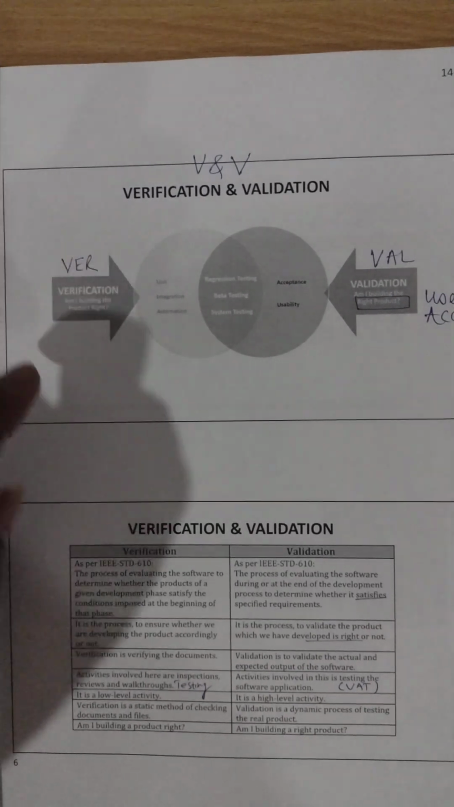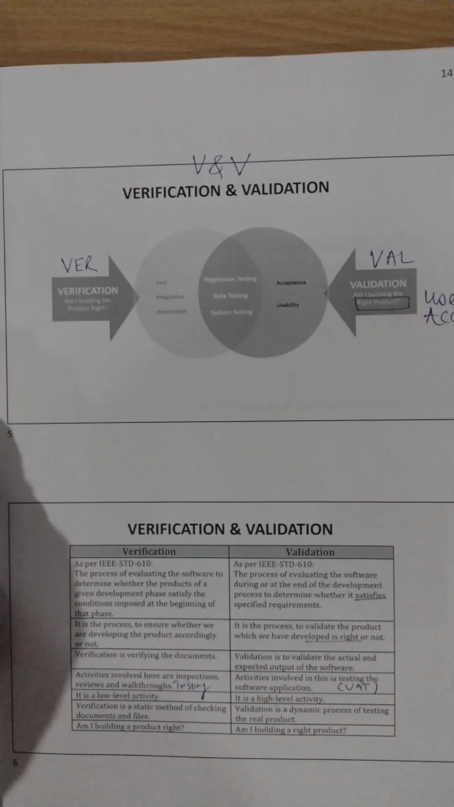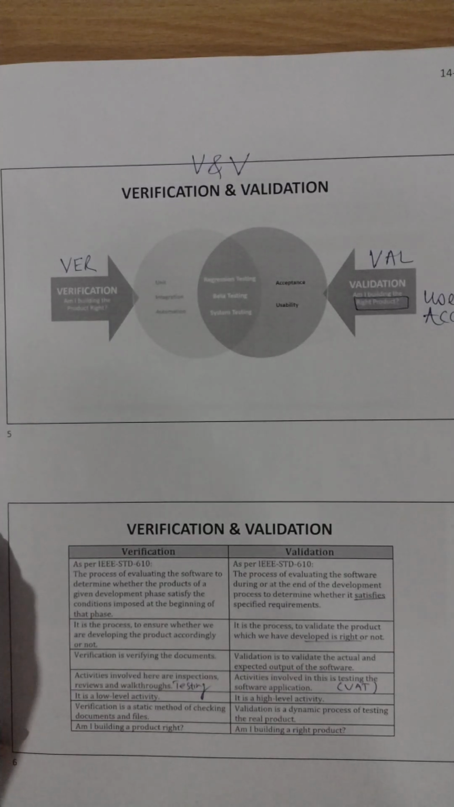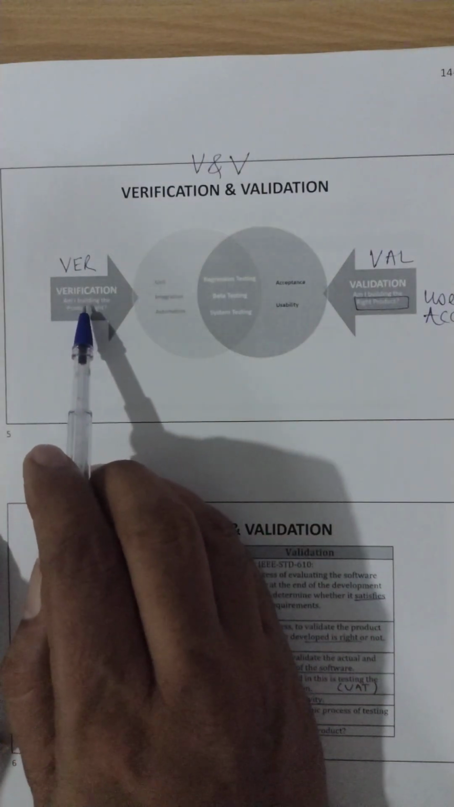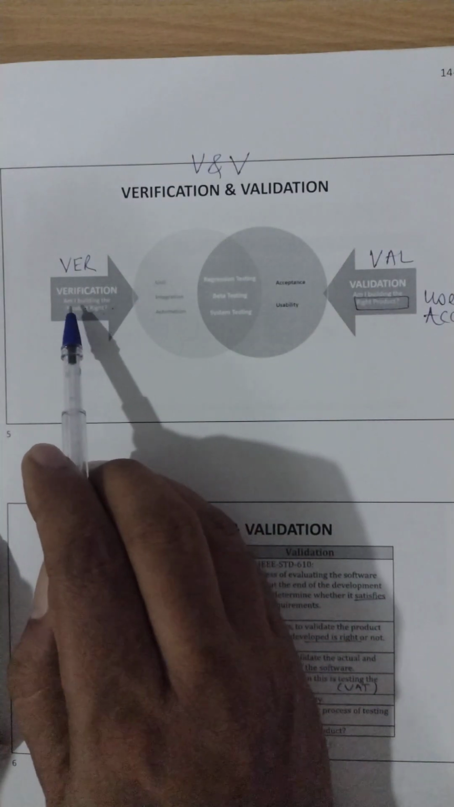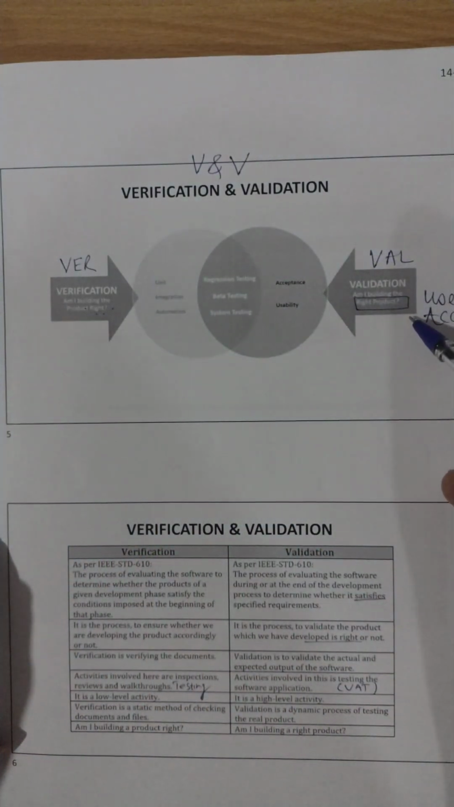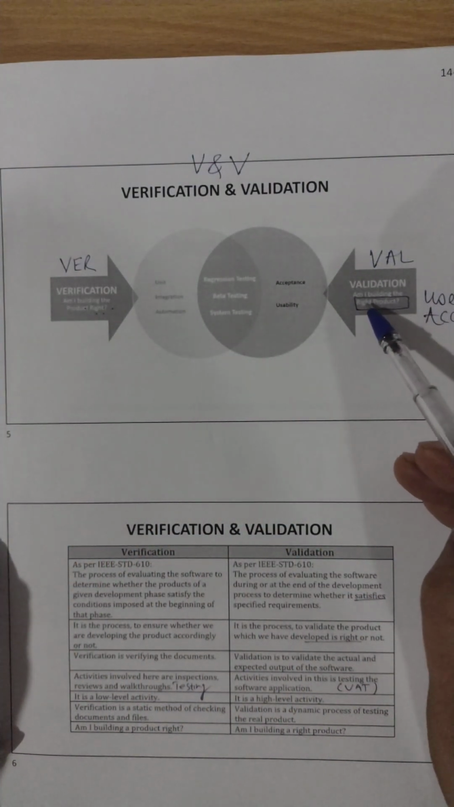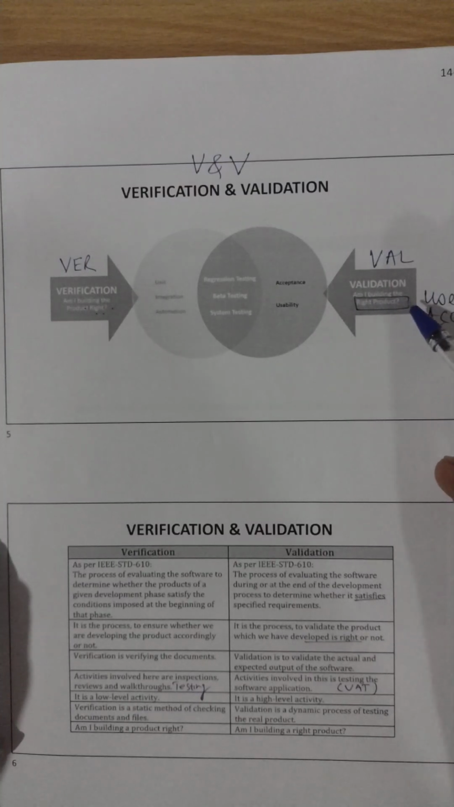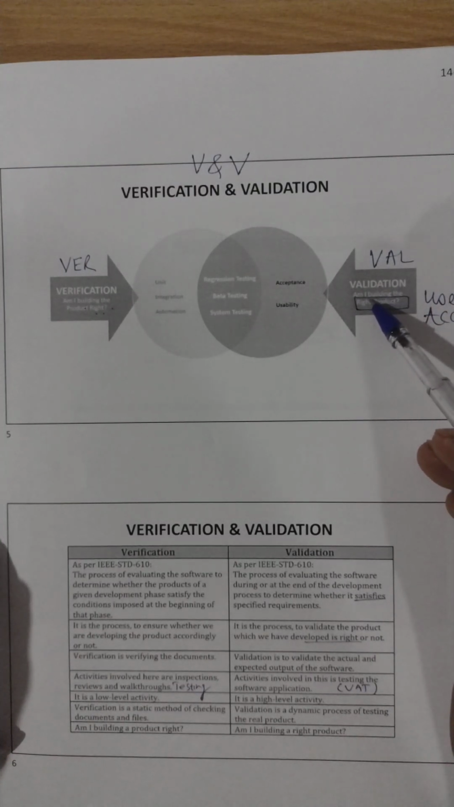Now, verification and validation are the two activities which are part of testing. Verification asks the question, am I building the product right? I repeat, am I building the product right? In validation we ask, am I building the right product? So there is a difference in these two. Validation says, am I building the right product?